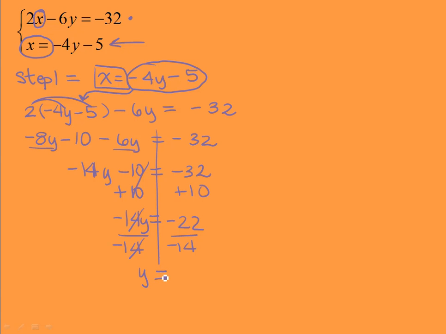Okay, so 22 divided by 14 is 1.57, and since it's negative divided by negative, it's going to end up positive. So that's one of your answers. That was all step 2.